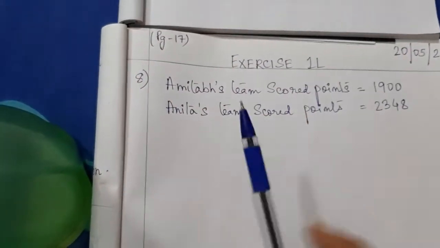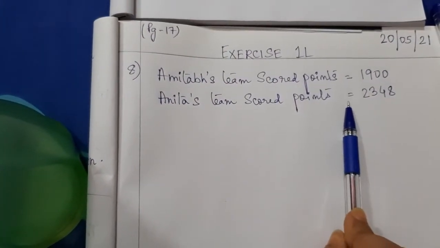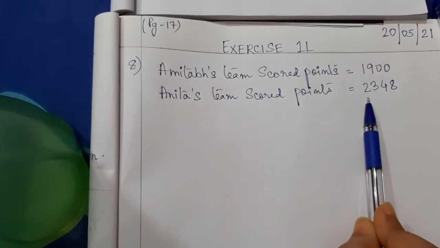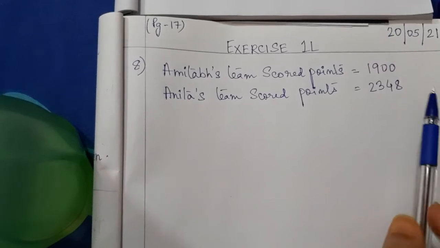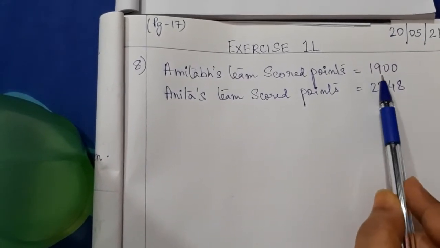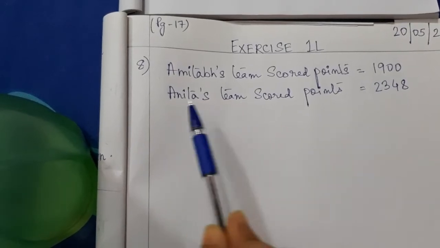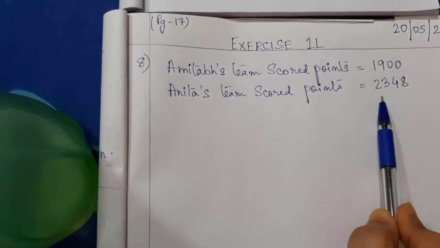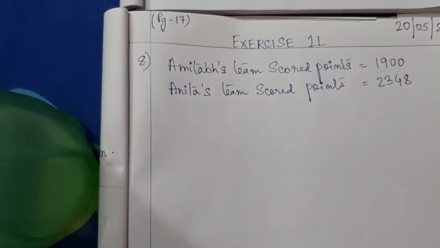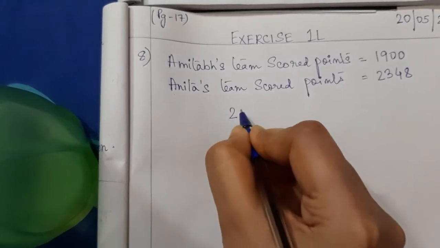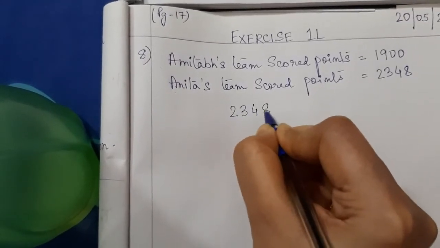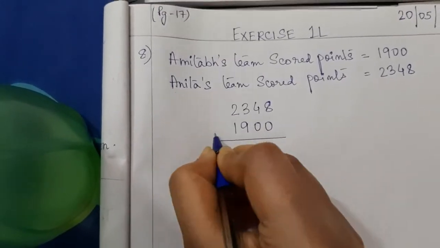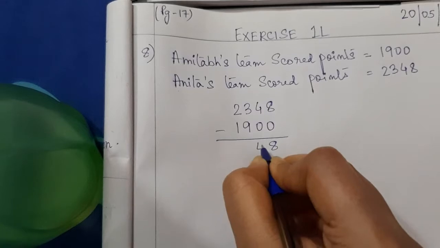Now look at the statement here. Which team has scored more points? Anita's team or Amitabh's team? Anita's team has scored 2348 points and Amitabh's team has scored 1900 points. So from this we can understand that Anita's team has scored more points than Amitabh's team. So we are going to subtract 1900 from 2348. Alright. So we get the answer 448.